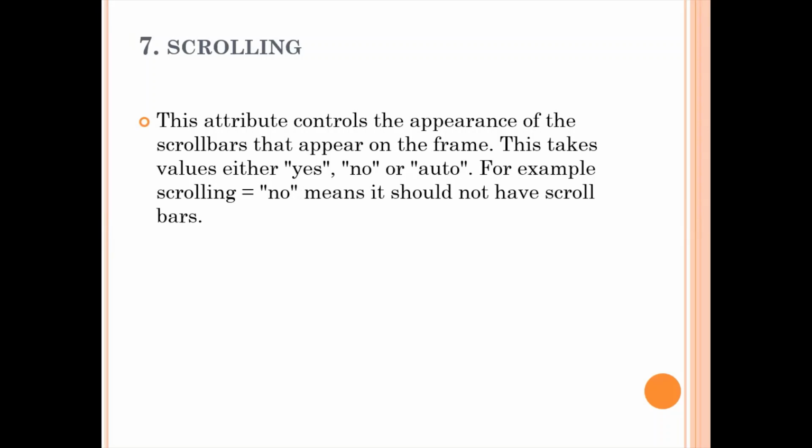The next one is scrolling. Scrolling is most important when the particular file has a big amount of content and needs scrolling on the horizontal or vertical side. Then we can use this scrolling attribute to add scroll. So these are the attributes of the frame tag.